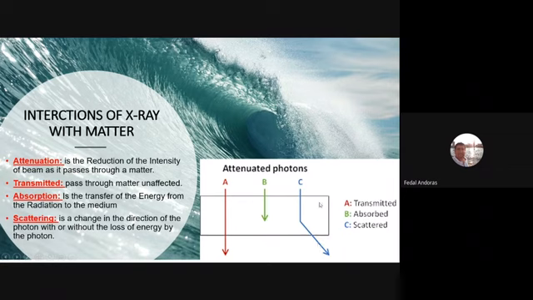So for scatter radiation, we have two types. I will talk about these later today. So just to know, we have transmitted, absorbed, and scattered from attenuated photon. Whenever a photon comes here to hit the matter, it will be attenuated. So we have three types of attenuation. Attenuation means reduction of intensity of beam as it passes through matter.